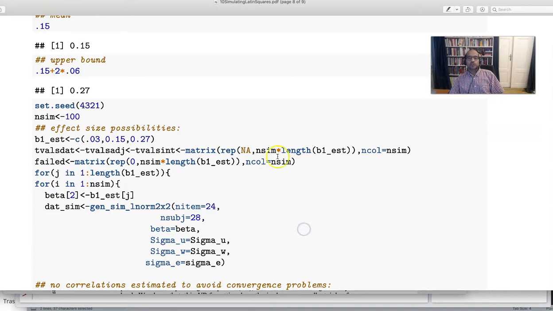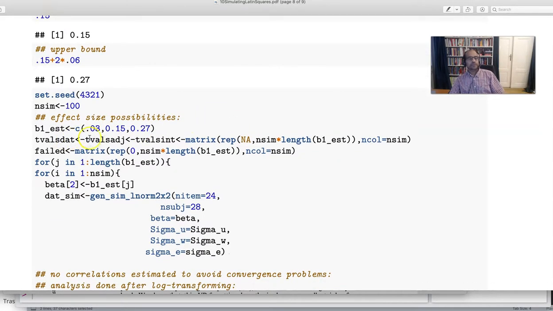Okay, so because I have three effect sizes that I'm going to look at, I'm going to create a matrix of t-values. There'll be 3 columns representing each of the 3 effect sizes, and I'm just going to save the t-values for the first estimate, for the estimate 0.03. I'm going to run 100 simulations and save the 100 t-values in the first column. For the second effect size, I'm going to run 100 simulations for 0.15 and save that in the second column, and then so on for the third column, right?